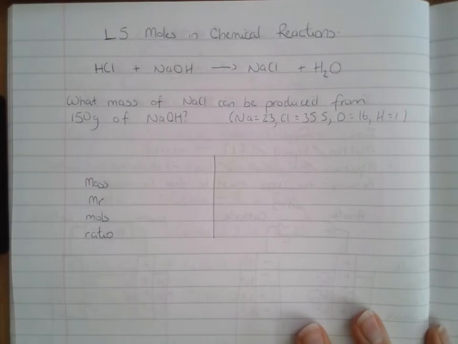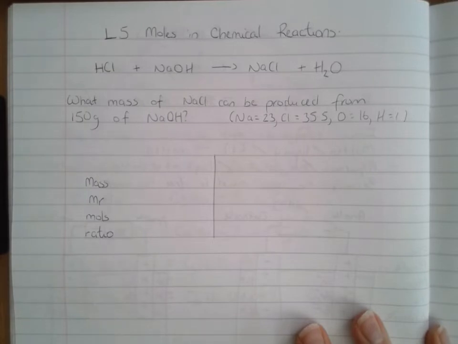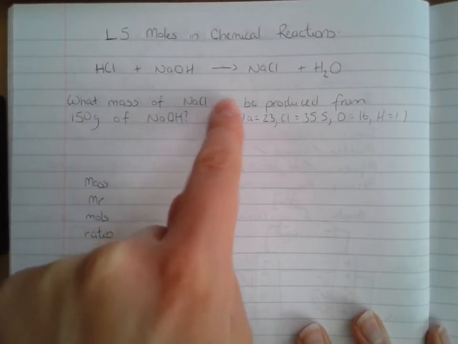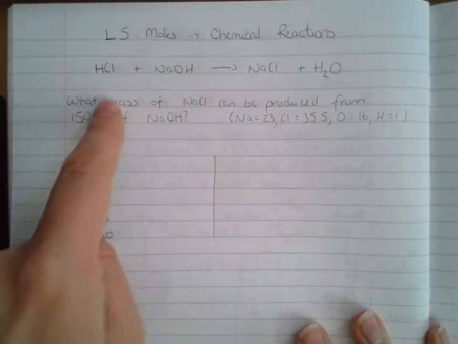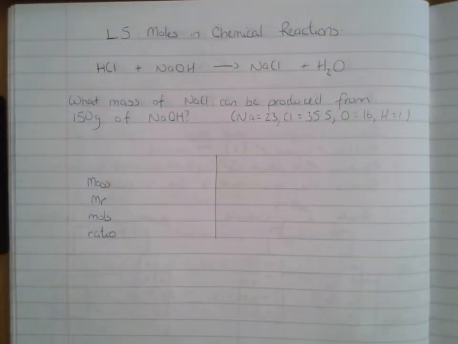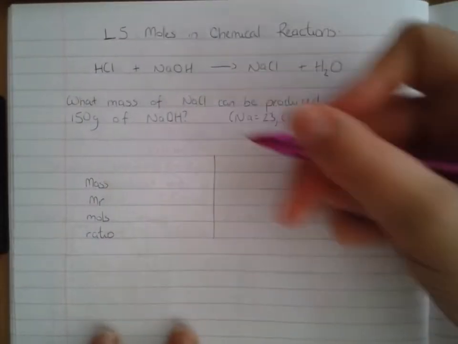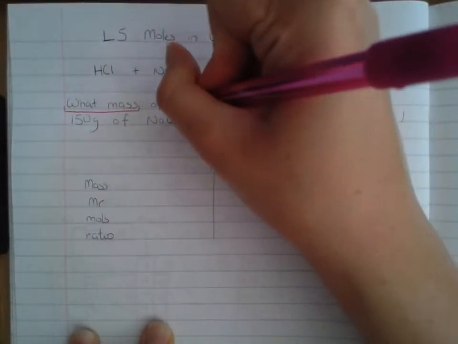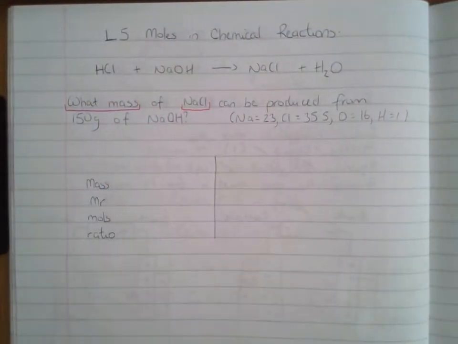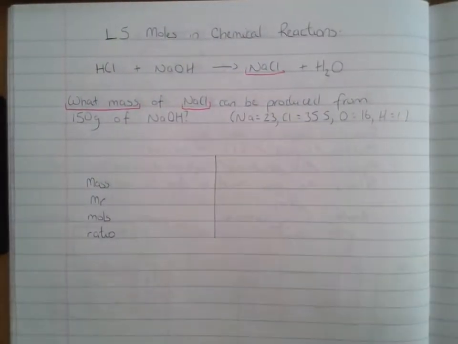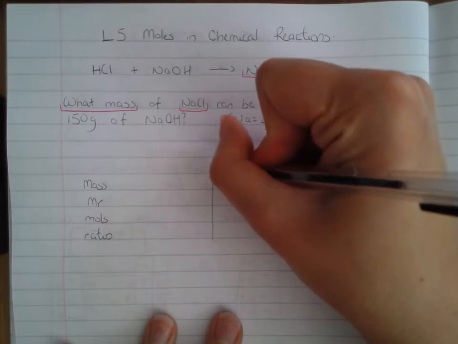okay? And the way you'll do that is you'll look at what you're asked about and what you're given information about. So you are asked what mass of NaCl can be produced. You are being asked about NaCl, okay? So I've got NaCl here in my question. I'm being asked what mass of NaCl. That's what I'm being asked about. So that tells me that NaCl is important, and I'm going to put that into my table.